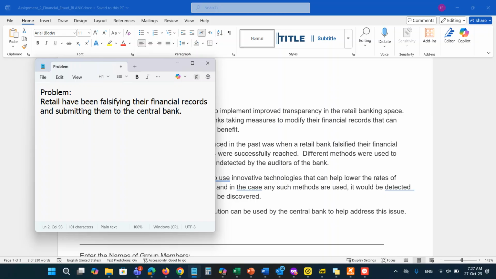So now the problem is this: the central bank wants to be able to prevent this from happening. So they want to understand, okay, how can we, as a central bank or as a central authority, prevent banks from falsifying their financial records? So what can you do?